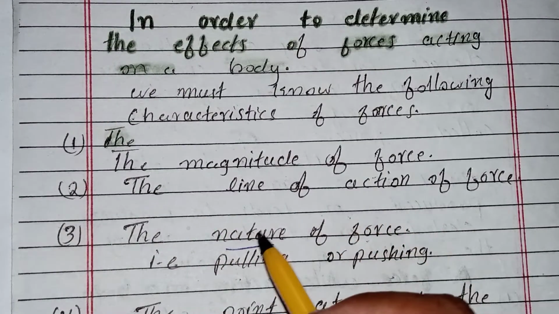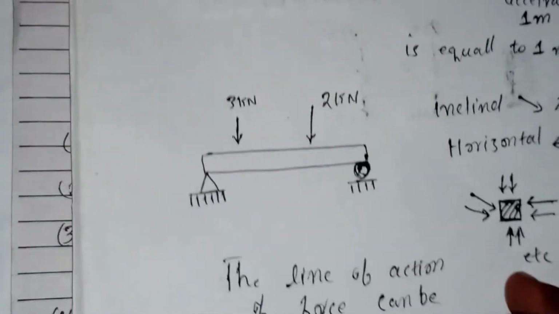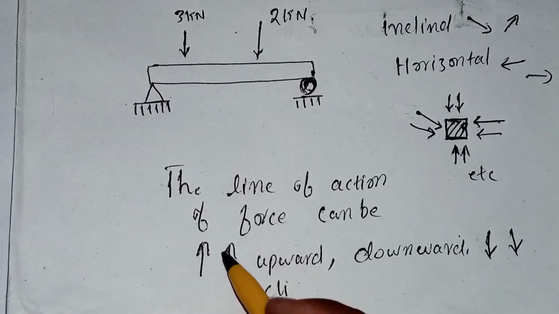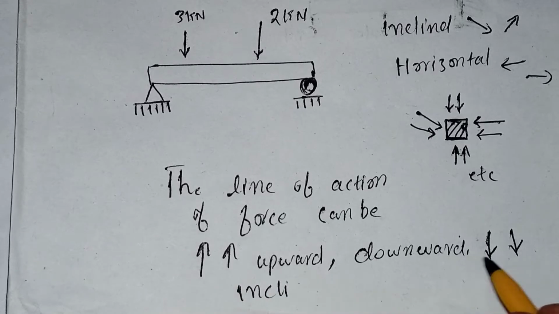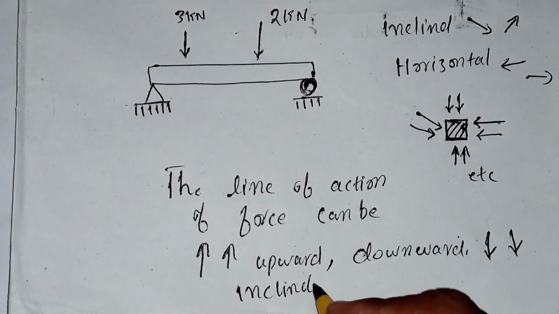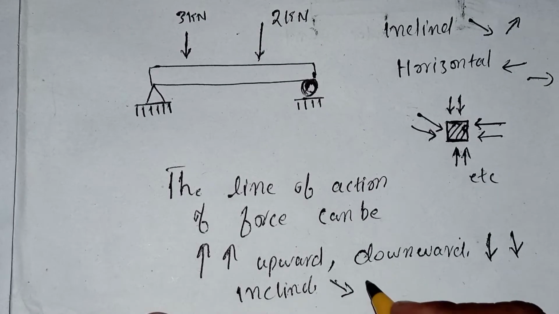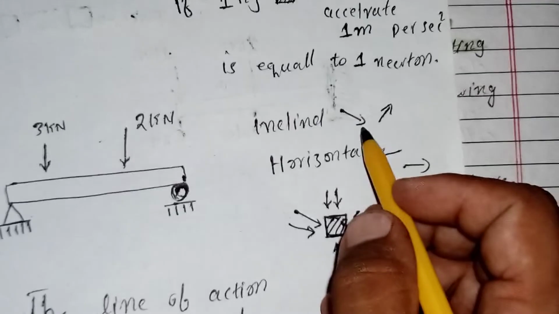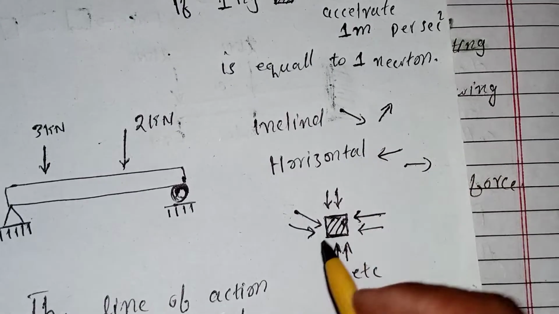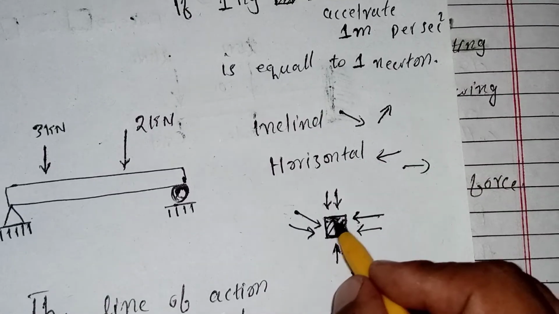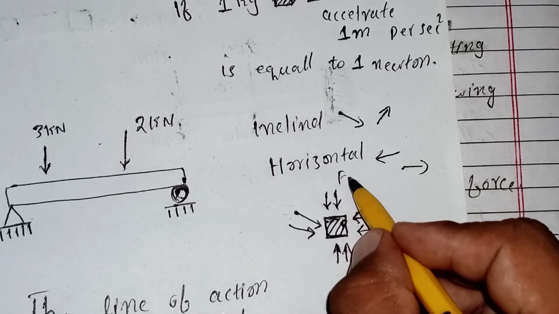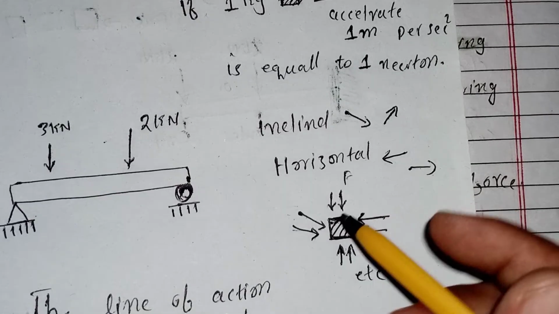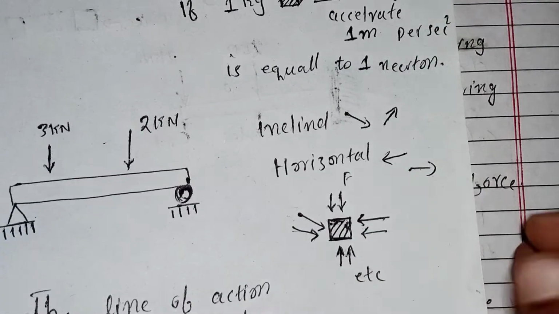Two, the line of action of force. It means in which line the force acts. The line of action of force can be upward, as you can see here, downward, inclined like this kind, or horizontal. So here we have drawn inclined force and horizontal force. Suppose this is a body on which the force is acting downward, horizontally and upward. It means the force can act in any line.